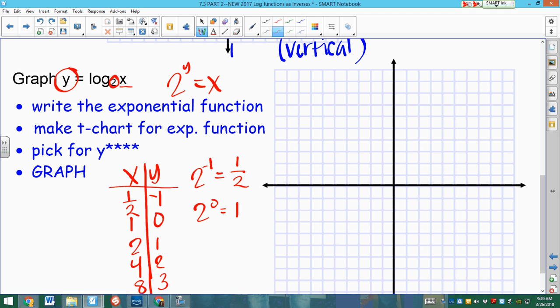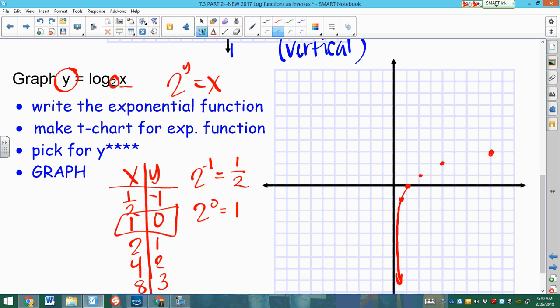Don't do y comma x, you'll end up with an exponential. 1/2 should be at -1, 1, 0. By the way, every log will have an x-intercept at that location. That's because of that 0 power relationship. 2, 1, 4, 2, 8, 3.